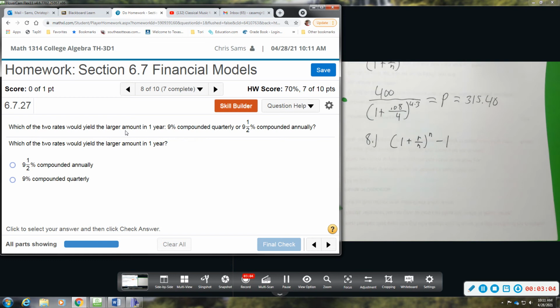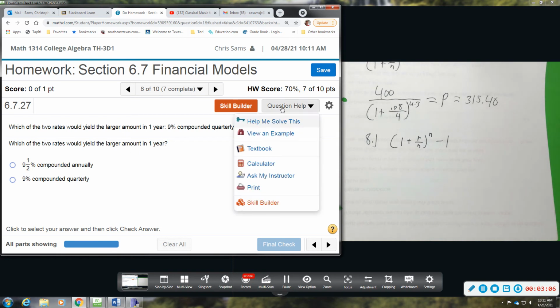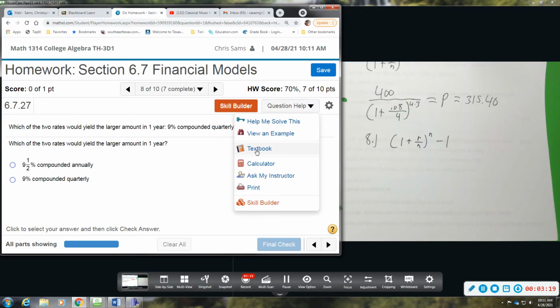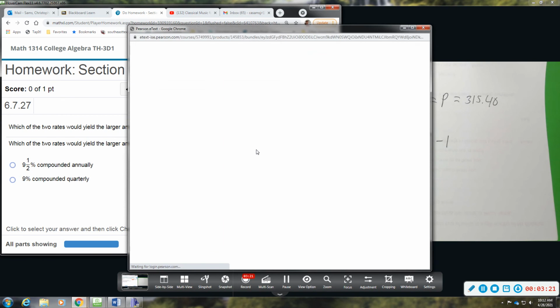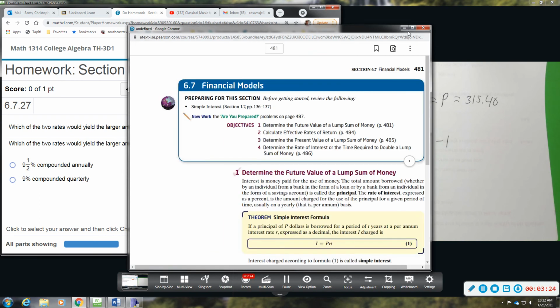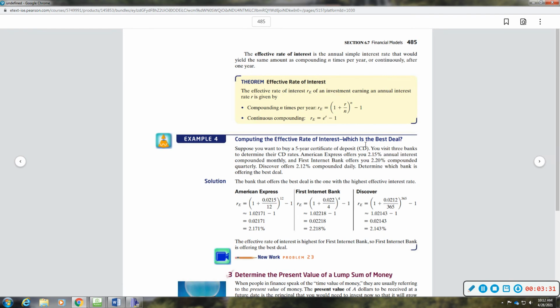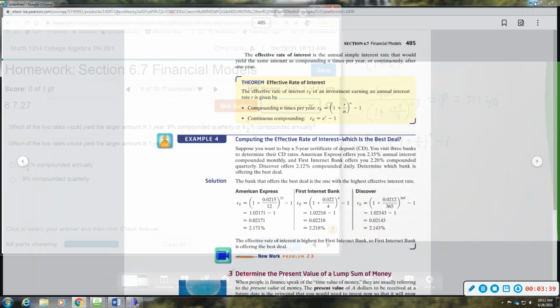Let me go back and verify that. I haven't used this formula very much, but let's make sure that we're using the right one. Is it going to pop up for us? Let's try it again. Textbook. There we go. Okay, so effective interest rate. Right here, 1 plus R divided by N to the nth power minus 1. And then if they did continuous, e to the R minus 1. Okay, so that looks good.